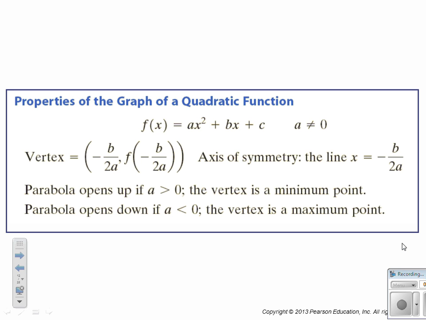We wrote it down before, but I don't have the k memorized for my function because I can always calculate it back out. So the vertex is at negative b over 2a, comma, whatever our function is when we plug in negative b over 2a. Our axis of symmetry is always the line x equals negative b over 2a. The parabola opens up if a is positive, and opens down if a is negative.